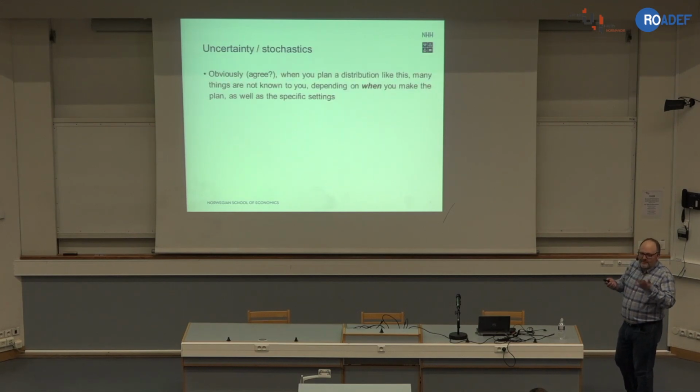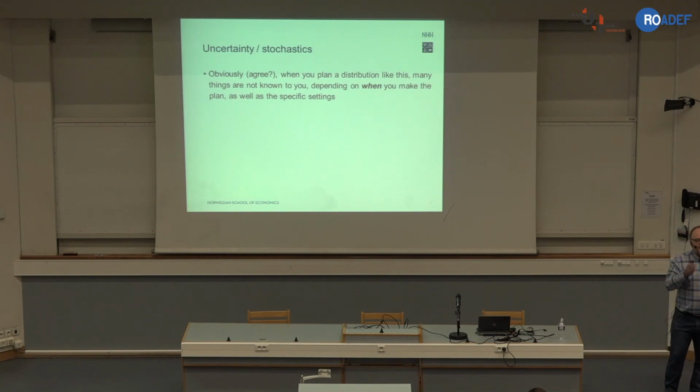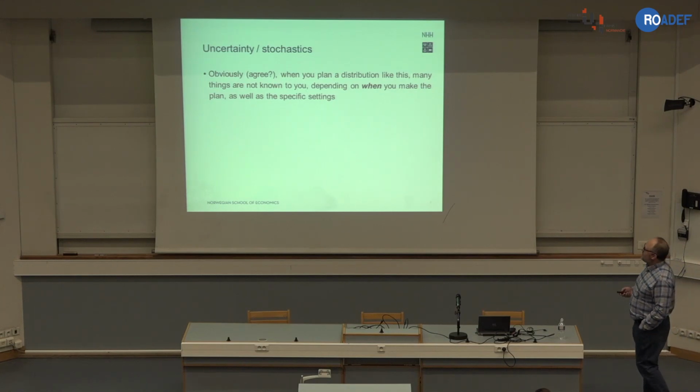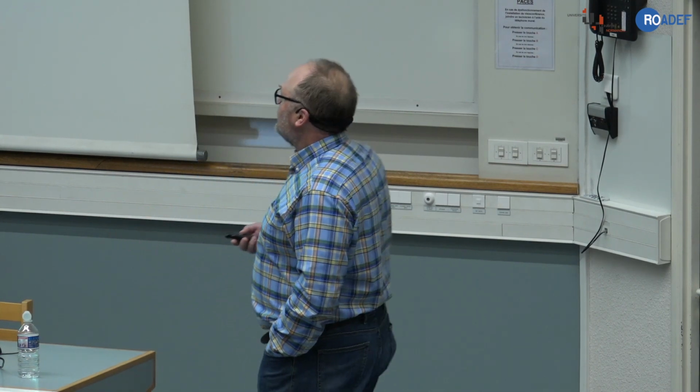Now, obviously, but you don't have to agree, when you plan a distribution like this in a city, with a number of vehicles delivering to a number of customers, of course we are worried about stochastics as time goes by, so there are always things you don't know. What you don't know depends on the context, on whether you're planning just before you're leaving the depot, or this is a general plan made for the next week. So of course what is uncertain depends on the context.